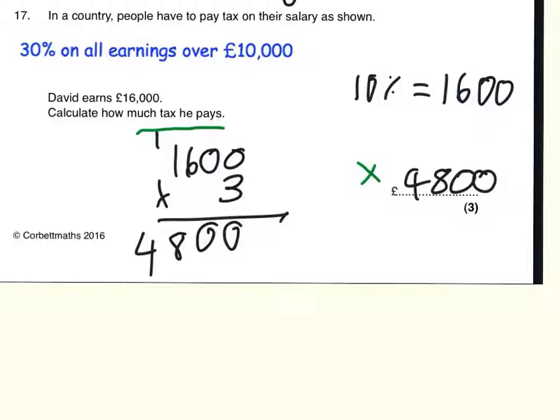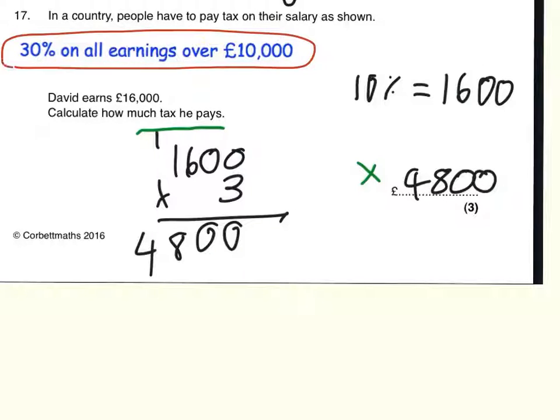So the first thing to know is that he pays 30% tax on everything over £10,000. So he's only paying tax on £6,000. So you need to work out what 30% of 6,000 is, and that'll give you your answer.